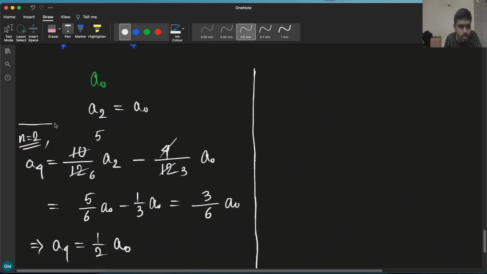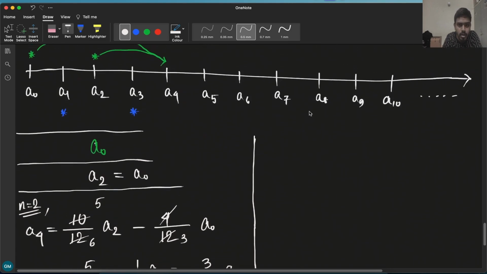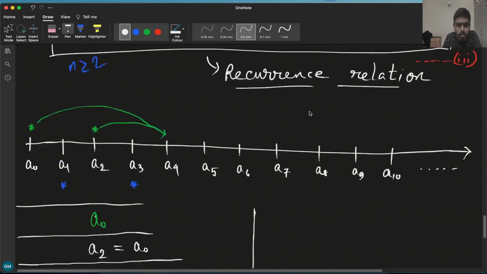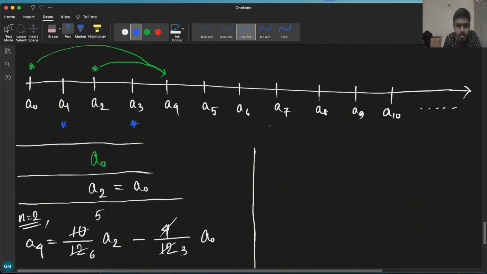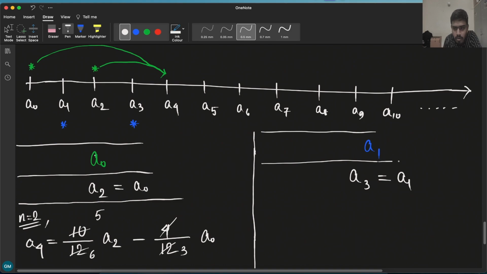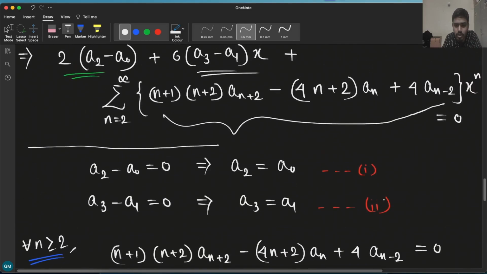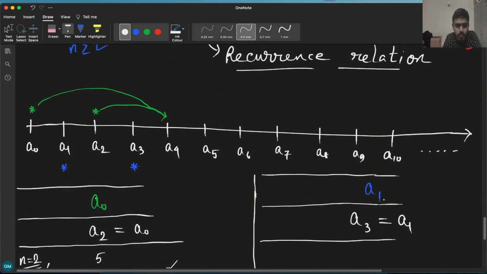So this is good. And okay, so now for the other series, if one starts from a1, then from equation 2 he knows that a3 equals a1. So basically one knows a3 and a1.